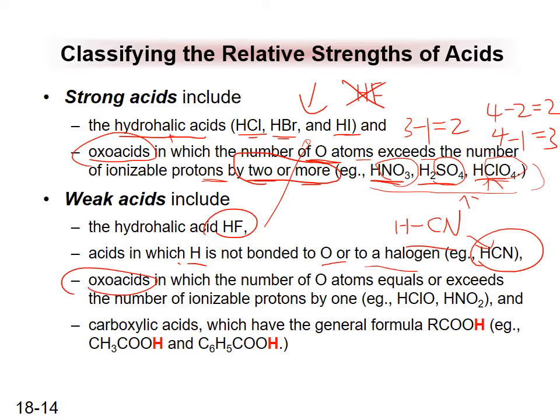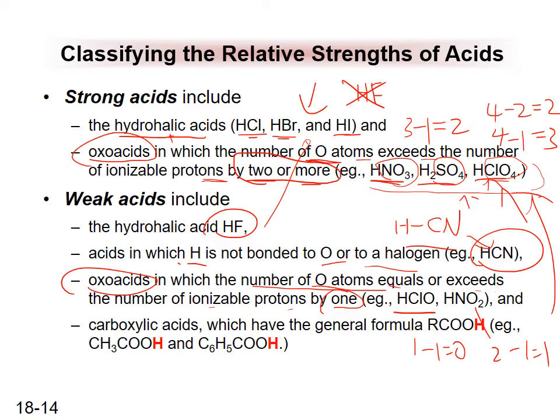Oxo acids, excluding those: the rule is that the number of oxygen atoms exceeds or equals the number of ionizable protons by only 1. So for example, oxygen 1, hydrogen 1 equals 0. Oxygen 2 minus 1 equals 1. So oxygen is equal to or more than the protons by at most 1, and those are weak acids. So again, it's important that you memorize those. It will help a lot.